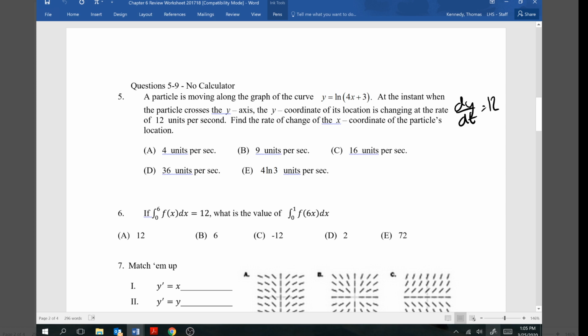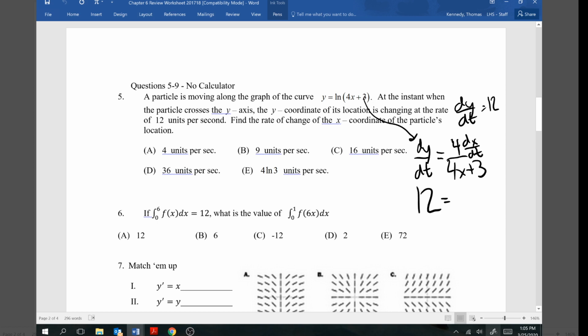So we're going to take the derivative of y equals natural log of 4x plus 3 with respect to t. So if I do that, I get dy dt on the left. That part's pretty easy. The right part, I get u prime over u, but because I took the derivative of an x when I took the derivative of 4x, I get a 4 dx dt on top. And now we can just plug in all the pieces we know. We know dy dt is 12.